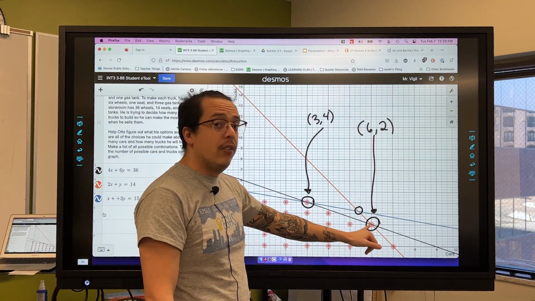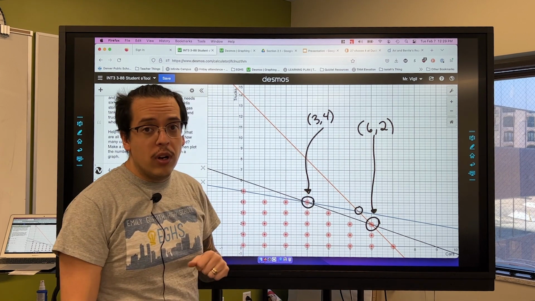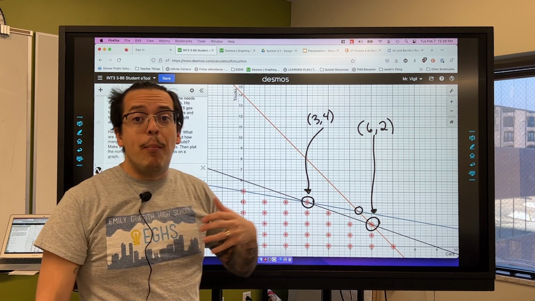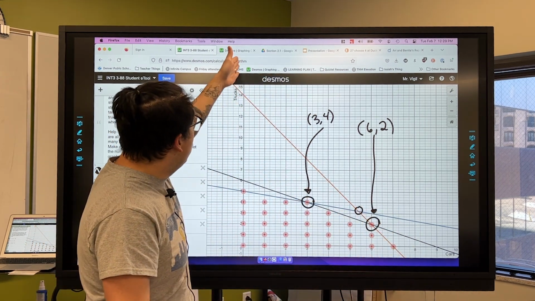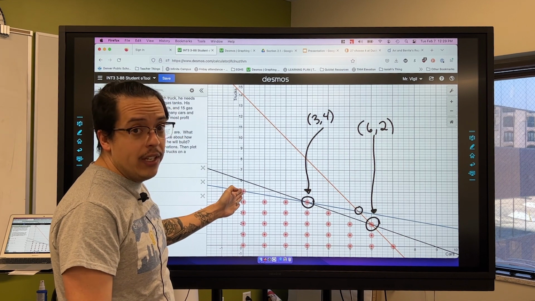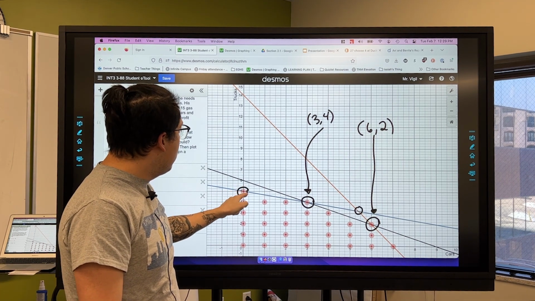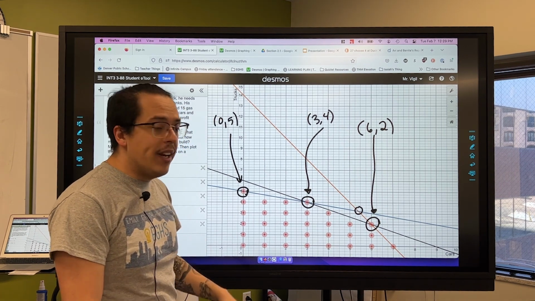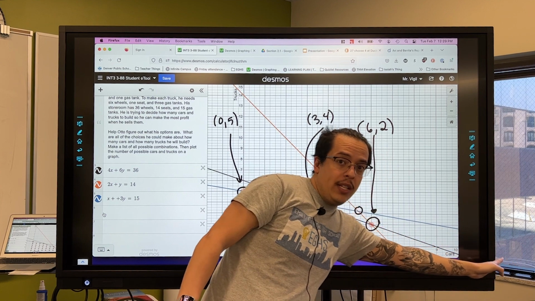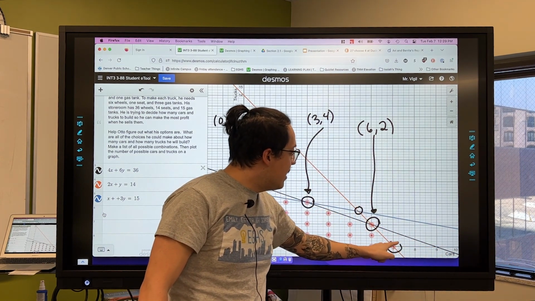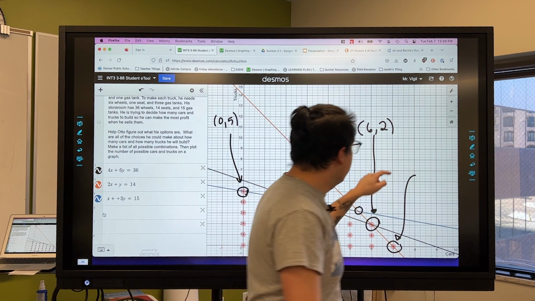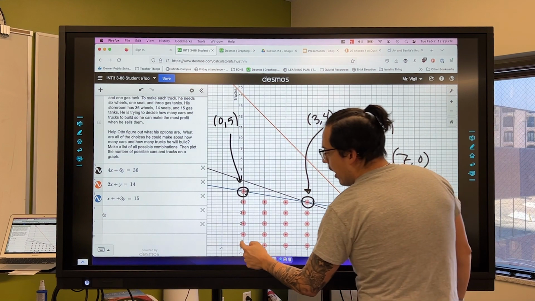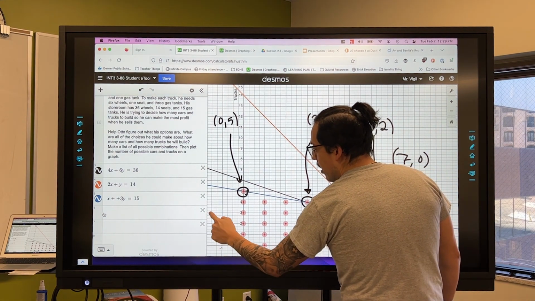So we know because of our intersections, 6, 2 and 3, 4 are points that we need to check, but they're not the only points that we need to check. Since we're trying to maximize our profit, we need to look for the smallest y-intercept, and that's 0 cars and 5 trucks. We also need to look for our smallest x-intercept, and that's 7 cars and 0 trucks. And then lastly, we need to check 0 cars and 0 trucks.